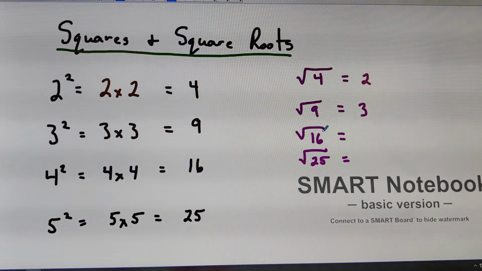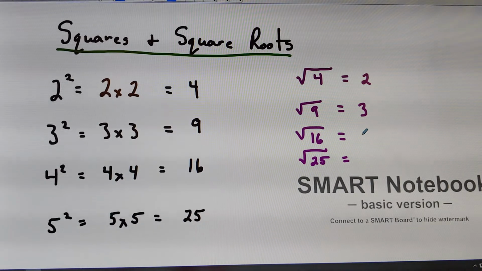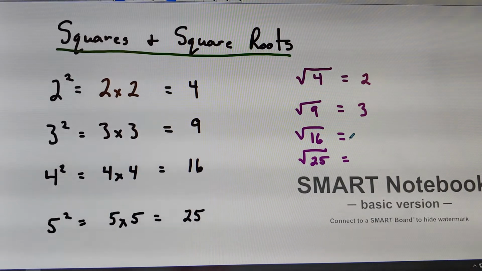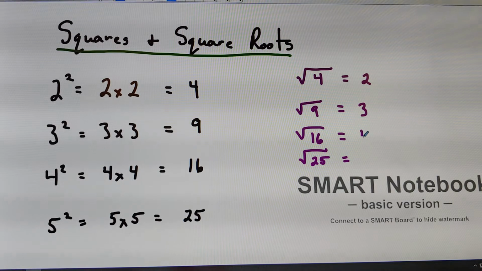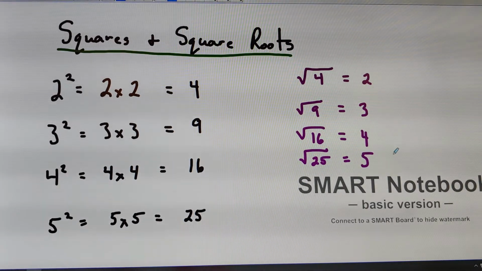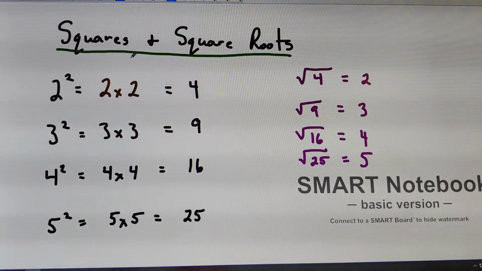So you can see square root is taking from the perfect square and going backwards to its root, or the number that it started from. Okay, that's why it's called square root. So 4 times 4 is 16, and 5 times 5 is 25. Okay, with that idea?